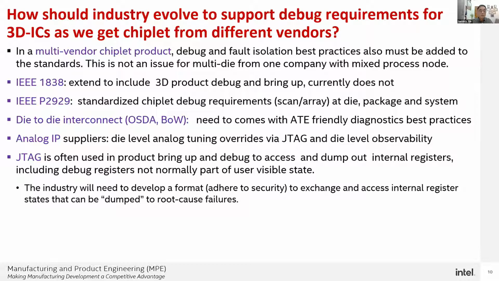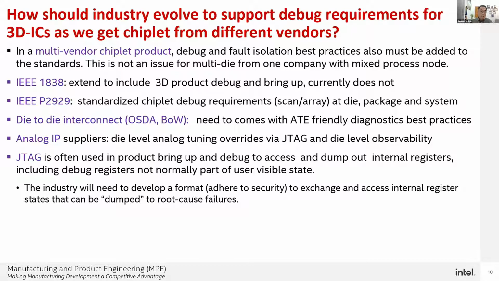Because in a multi-vendor chiplet product, debug and fault isolation must be added to the standards. Today, most of the standards only cover test. And when you have multi-die, people now talk about chiplets coming from different companies. If you have multi-die from one company with a mis-process, we can control that. But imagine they come from different die companies: how do you integrate different debug modes? You need to have a standard.